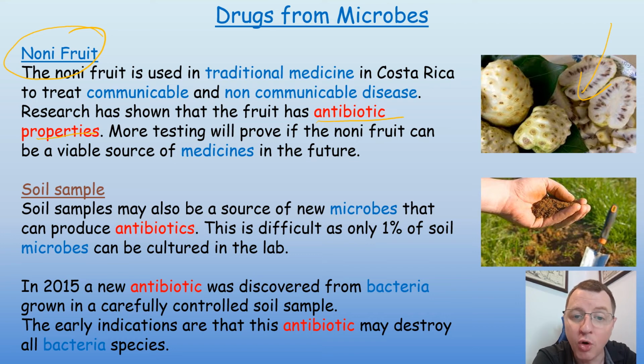Soil samples may also be a source of new microbes that perhaps could produce antibiotics, but this is very difficult because only 1% of microbes from the soil have been cultured in the lab. They seem to want to have very specific conditions that are difficult to replicate on an agar plate. However, in 2015, a new antibiotic was discovered from a bacteria grown in a very carefully controlled soil sample, and the early indications are that this antibiotic may destroy all bacterial species. Well, that could be very useful for treating bacterial diseases in the future.